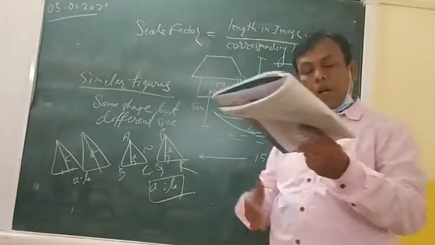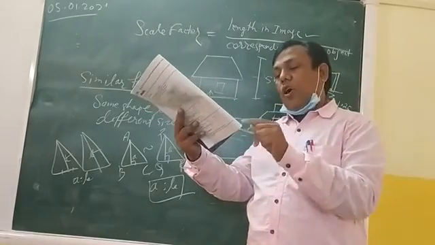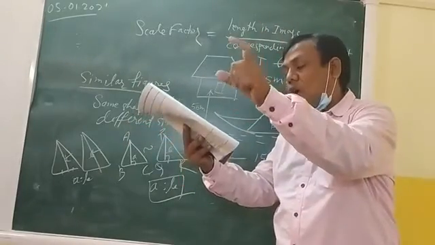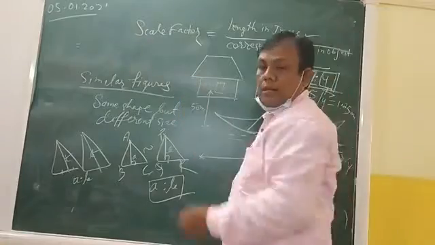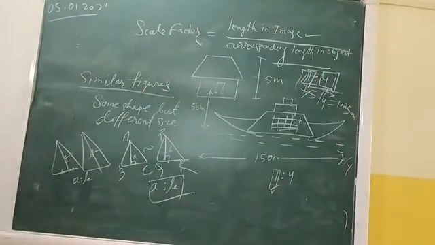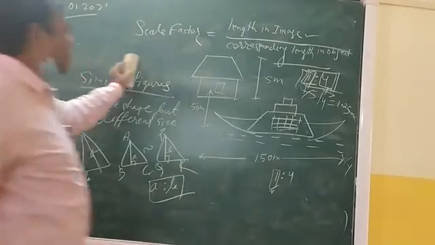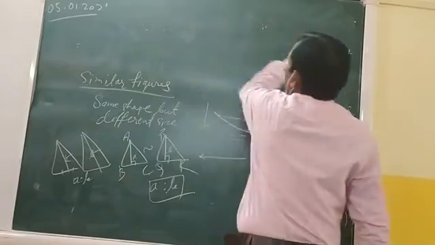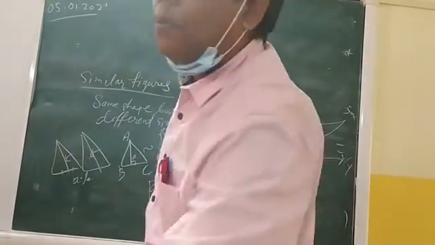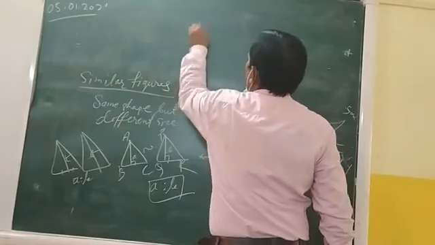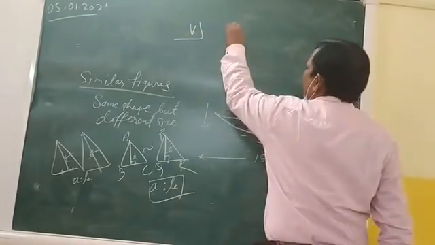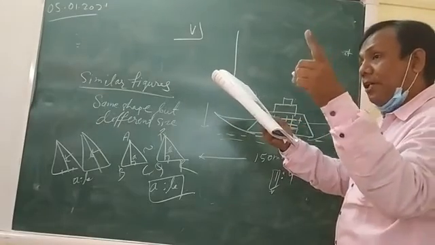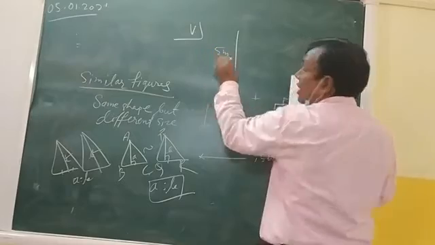Clear? Now next question. The length of the shadow of a stick 5 meter long is 2 meter. Everyone listen to the question carefully. In this question, what is given? It is given that a stick is there. The length of the shadow of a stick 5 meter long. This is a 5 meter long stick.